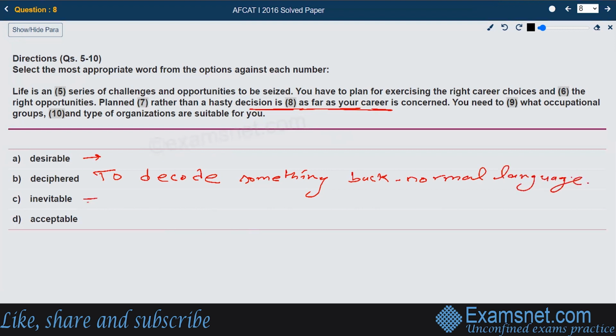Next one is inevitable. The word inevitable means unavoidable. Some situation or event that cannot be avoided at all. That is called unavoidable or inevitable. So that also doesn't feel acceptable. So the right word should be desirable. Planned execution rather than a hasty decision is desirable as far as your career is concerned. It should be desired. So the right answer is option A.